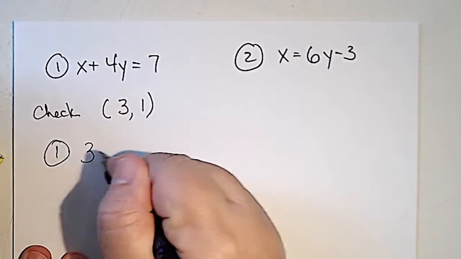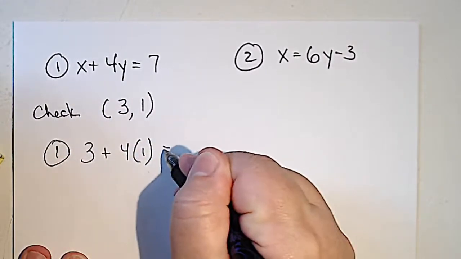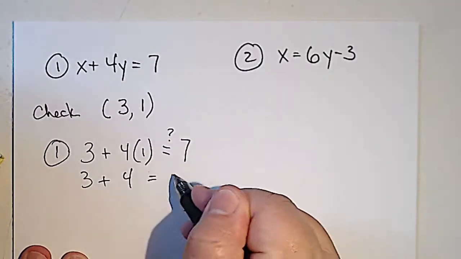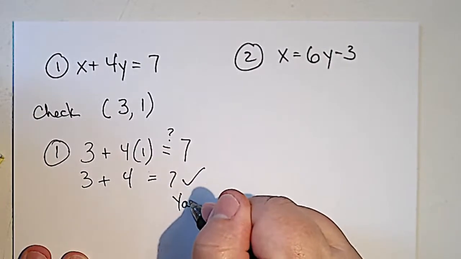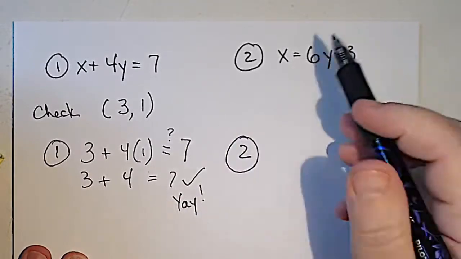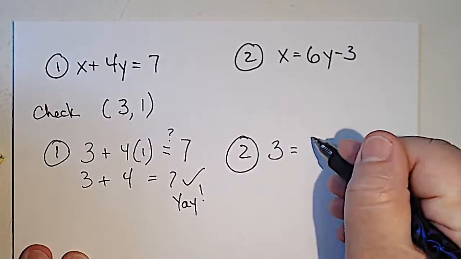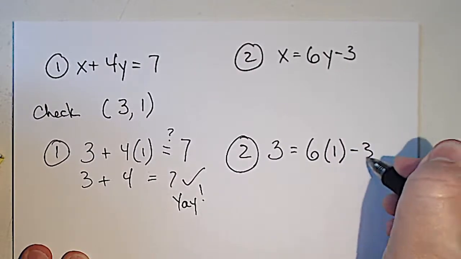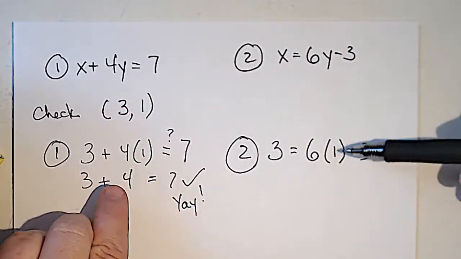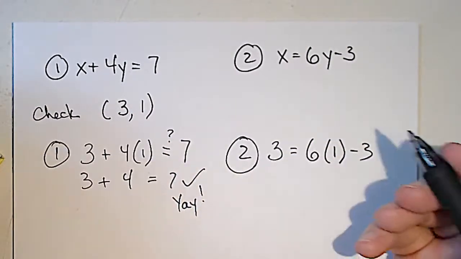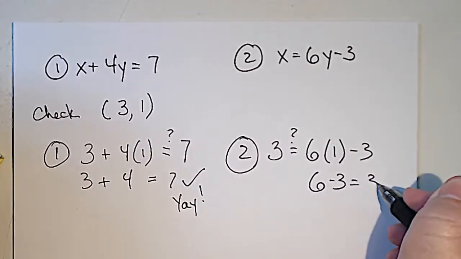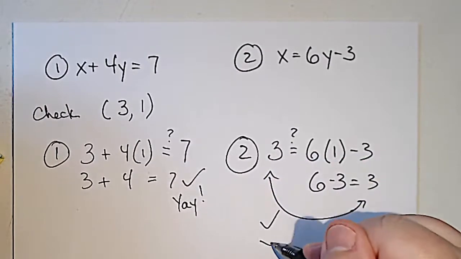This would be 3 plus 4 times 1. Does that equal 7? So that's 3 plus 4, which equals 7. Woohoo! Yay! It works. Okay, let's check number 2. Equation 2 says x, so that's 3, equals 6 times 1 minus 3. All I'm doing is taking the x and plugging in the 3, and taking the y and plugging in the 1, and then checking to see if this is actually correct. And the answer is this is 6 minus 3, which equals 3. Oh, look, they match. Yay!